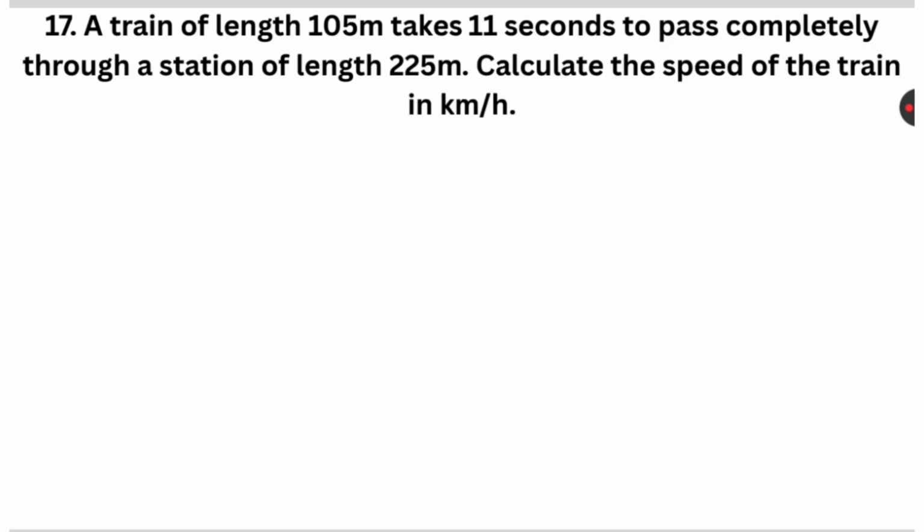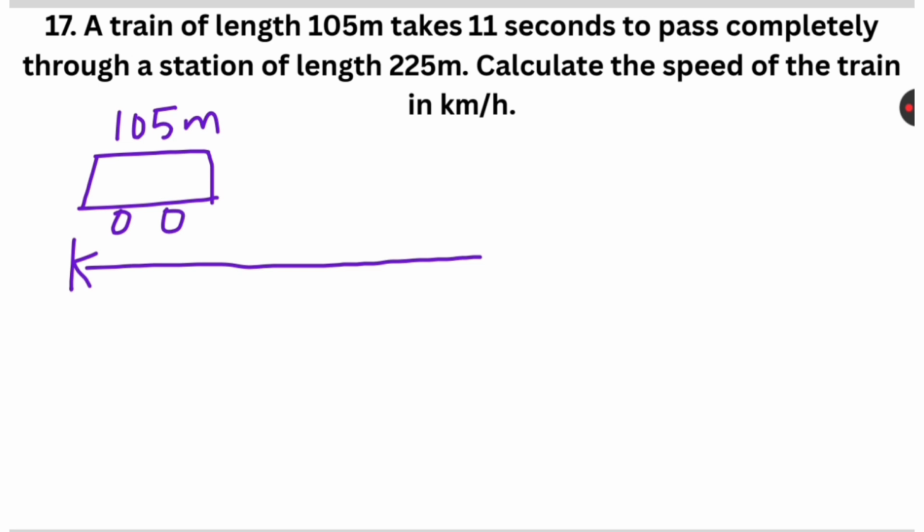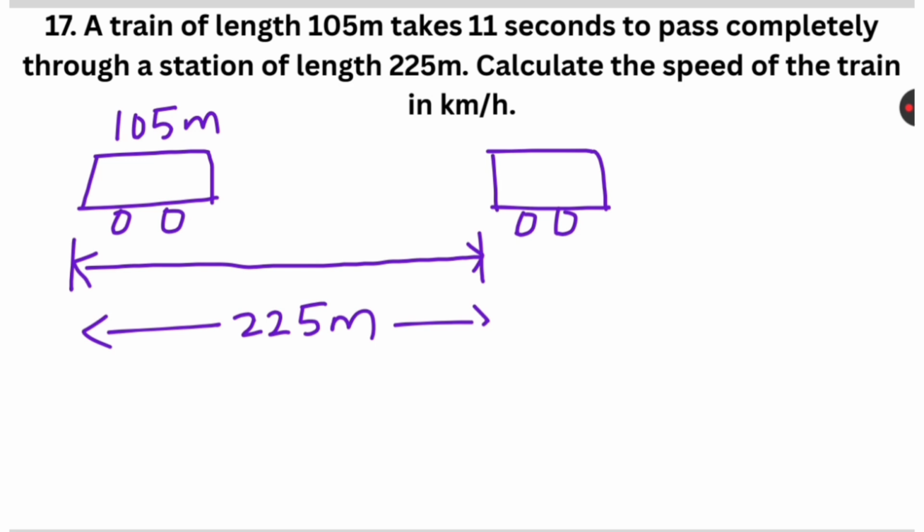A train of length 105 meters. So let's assume this as a train. It takes 11 seconds to pass completely through the station. Suppose we have a station here, to pass this station, what is the station length? They are giving 225 meters. To pass this station, we are going to take only 11 seconds.